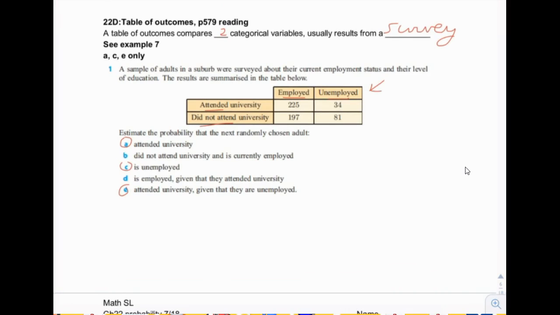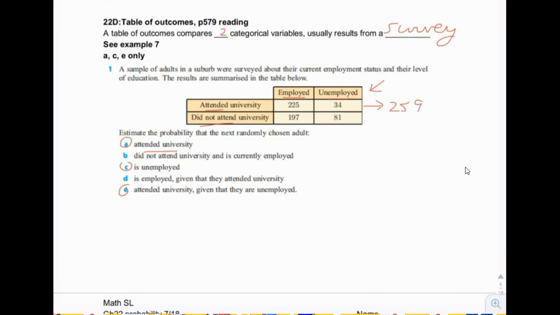Estimate the probability that the next randomly chosen adult attended university. Well, here they're only interested in attended university, so we kind of need to know the totals of some of these rows and columns to figure this out. Let's use the offline calculator and total these up. So, for example, 225 plus 34 gives us 259. So these added together give us 259.